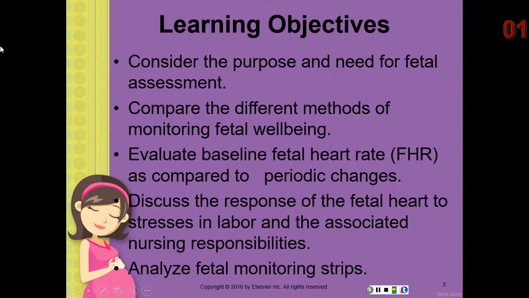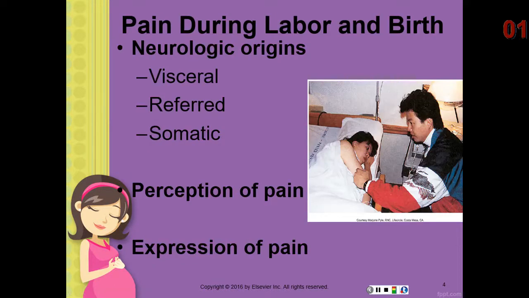Okay, so you guys know about pain: visceral, referred, somatic. Visceral pain is the pain that comes from the nerves in the uterus and the cervix, as that uterus is stretching and pulling.